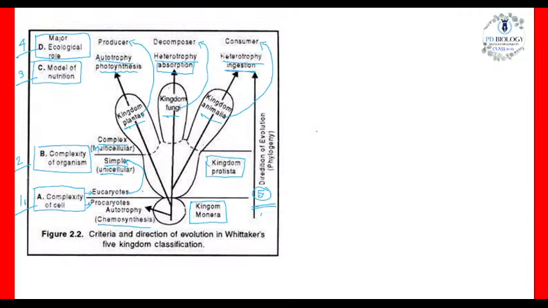So now, moving to the next part of our lesson. So five kingdom classification, though there are a lot of merits, but there are some demerits also. Some demerits are, number one, the kingdom Monera and Protista are still heterogeneous group.